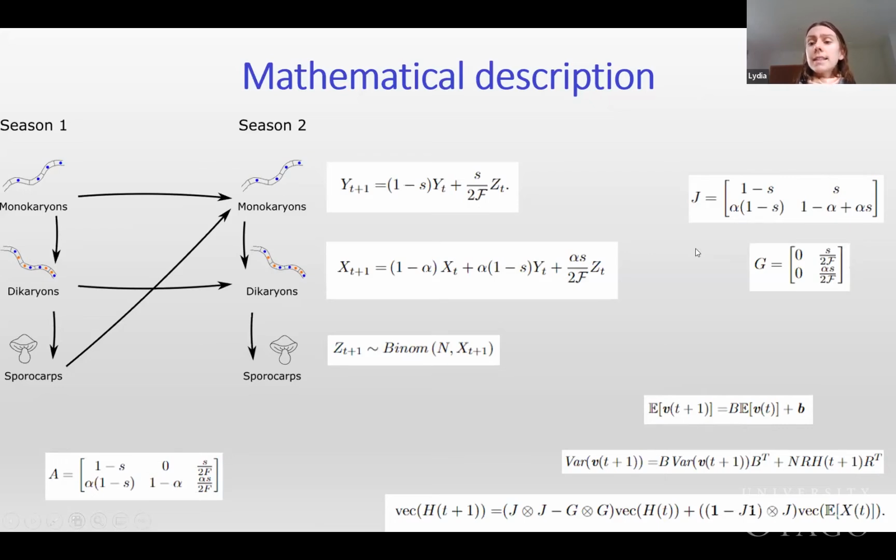And then we can look at what happens to some of these statistics that we might look at. So we can look at the expectation, the variance, and over here I've got an equation for a form of the heterozygosity. And so we can see how these change through time. And from that we can look at what's happening to our statistics and how that relates to what's actually going on in the population.